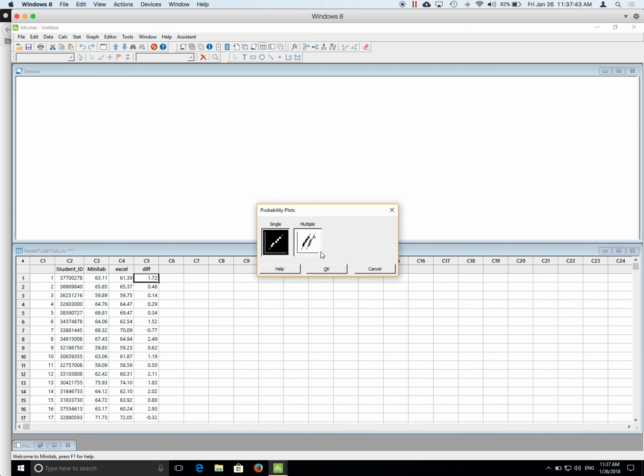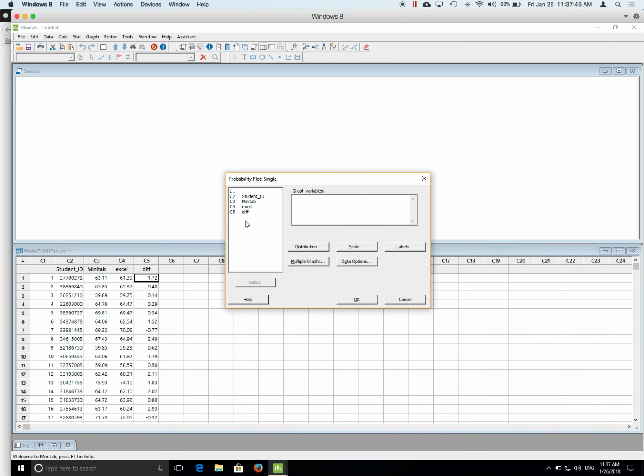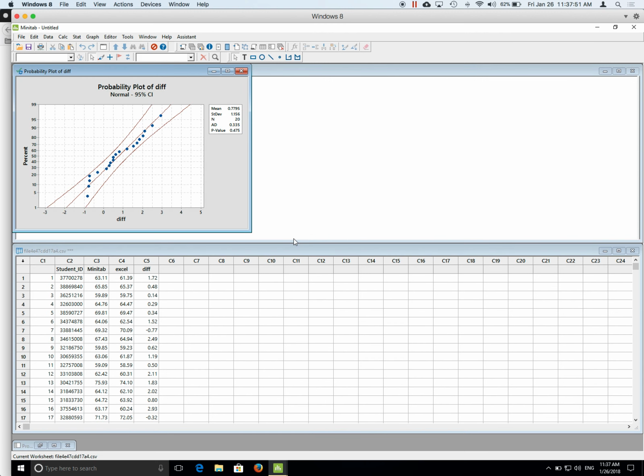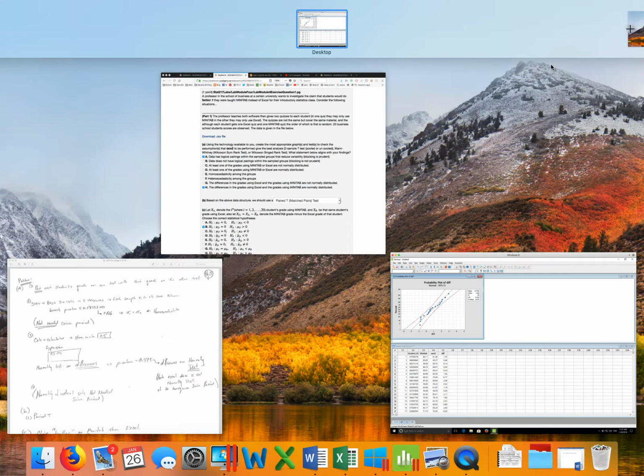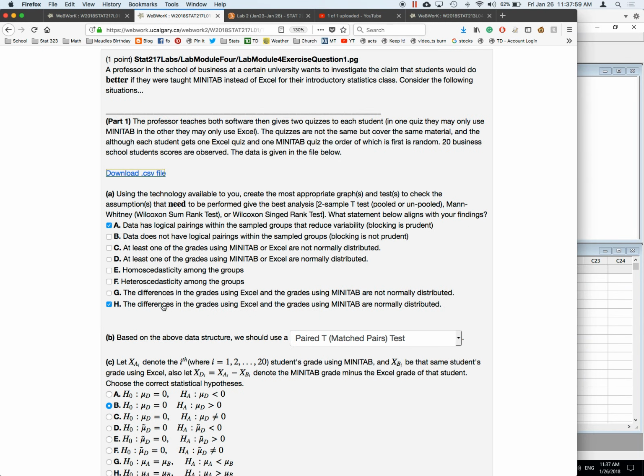Okay, so when I do a normality test, I want to make sure that I do a normality test on these differences. Okay, so here, when I go through and I find out if the differences are normal, here you can see the p-value is very high for the normality test. Therefore, it does appear that the differences are in fact normal. So here I just said the differences for Excel versus Minitab are normally distributed.